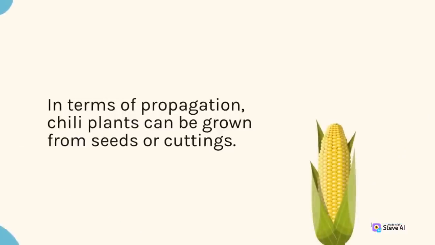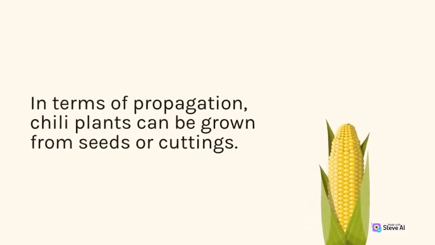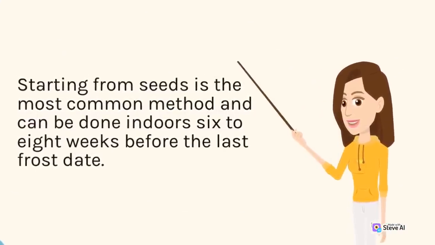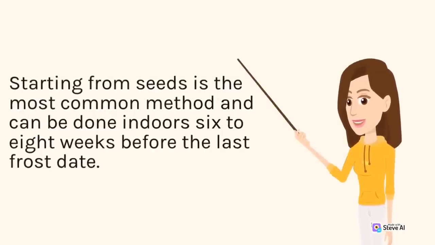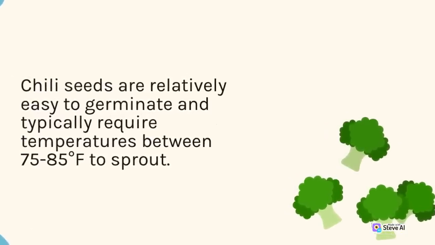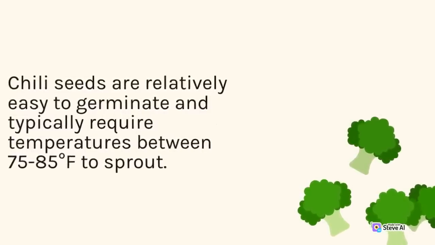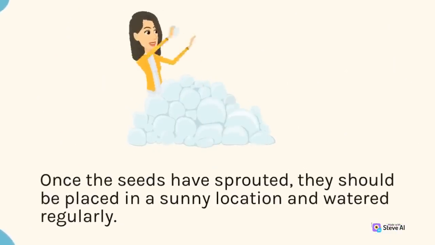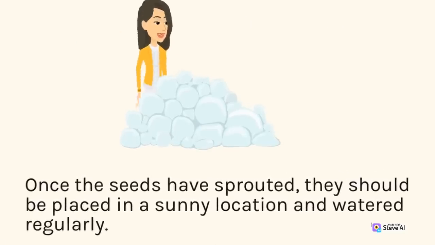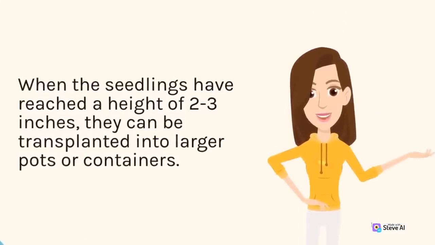In terms of propagation, chili plants can be grown from seeds or cuttings. Starting from seeds is the most common method and can be done indoors 6 to 8 weeks before the last frost date. Chili seeds are relatively easy to germinate and typically require temperatures between 75 to 85 degrees Fahrenheit to sprout. Once the seeds have sprouted, they should be placed in a sunny location and watered regularly. When the seedlings have reached a height of 2 to 3 inches, they can be transplanted into larger pots or containers.